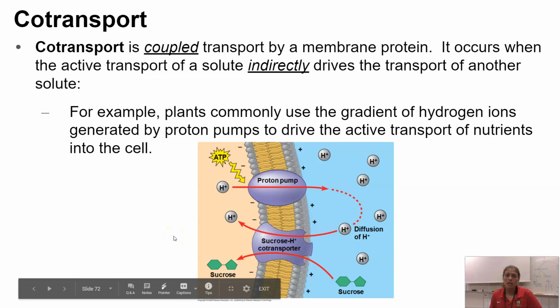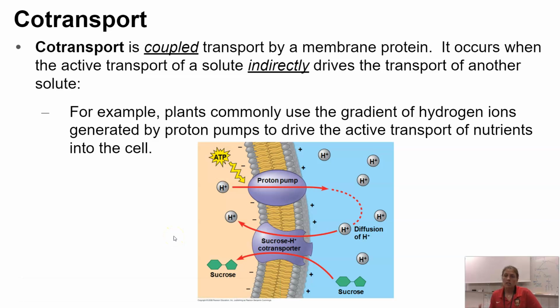So these are common also in plants. These are used as a gradient of hydrogen ions generated by protein pumps, and these drive active transport of nutrients coming into the cell. So we'll see these in plants a lot of times as they suck in different nutrients that might be really, really large and hard to get into the cell.